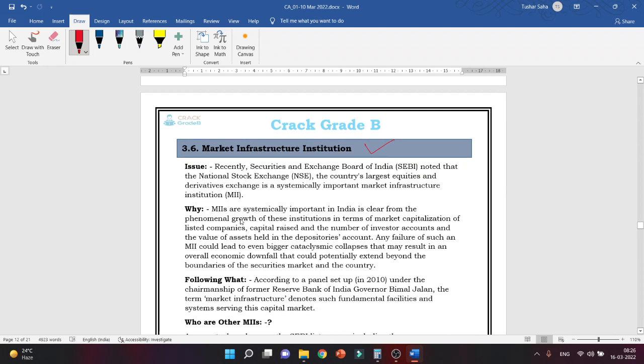SEBI noted that the NSE, the country's largest equity derivative exchange, is a systemically important market infrastructure institution. For example, when RBI comes up with, let's say, domestically systemically important banks, it's the same thing for the market. It means if this kind of organization fails, it will have a very big effect on the economy. So that's why it is being classified as a systemically important market infrastructure institution, right?